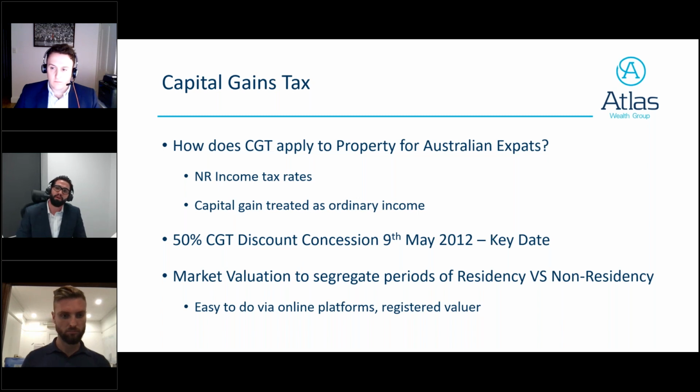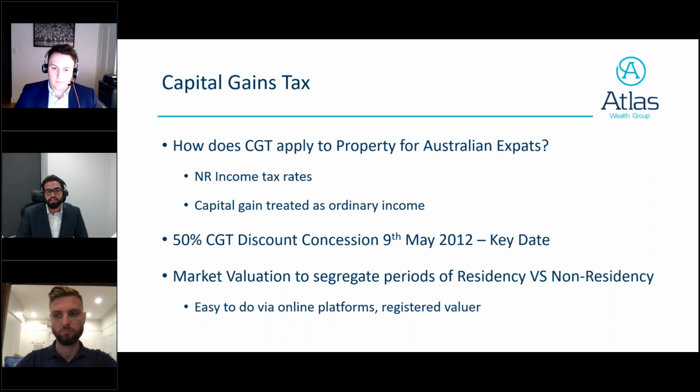But the period that you've owned it as a normal Australian tax resident or lived in the asset, you still get the concession. So there's always a bit of confusion there when I'm talking to some of my clients and expats, where they think they can't access that concession after that date. You definitely can. It's based on the period that you've owned it and the period of residency in which you've owned it. You can still access that concession.